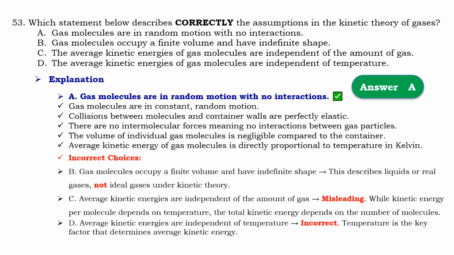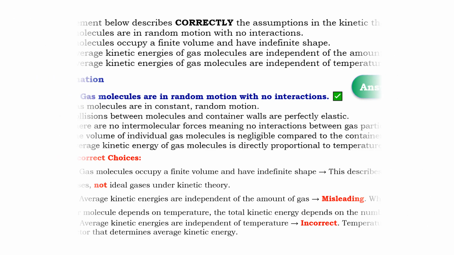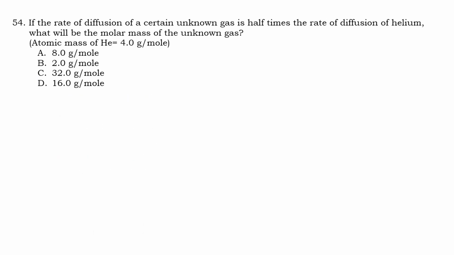And when we look at option C, average kinetic energies are independent of the amount of gas. That is misleading, while kinetic energy per molecule depends on temperature, the kinetic theory depends on the number of molecules. So this is also not correct. And when we see option D, average kinetic energy is independent of temperature, that's also incorrect, because temperature is the key factor that determines average kinetic energy. So that's perfectly A.